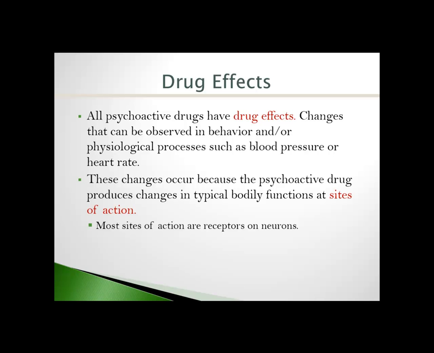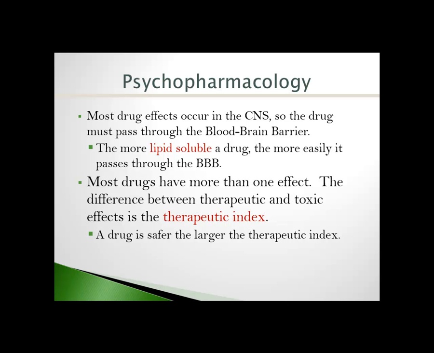All psychoactive drugs have drug effects, so those changes in our state of consciousness generally create changes in our behavior, right? When you're drunk, you can tell by looking at someone. You also can get changes that aren't as visible but that are happening, such as changes in your heart rate or your blood pressure from psychoactive drugs. And these changes occur because they are affecting the body at sites of action. And those sites of action are generally neurons in the central nervous system and primarily in the brain, although some drugs do affect neurons in the spinal cord.